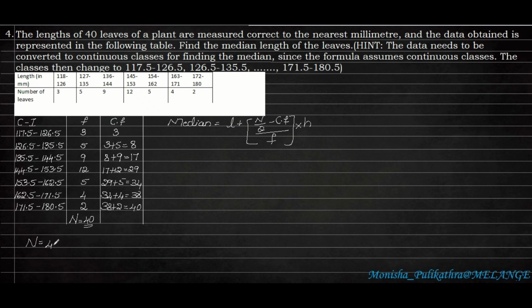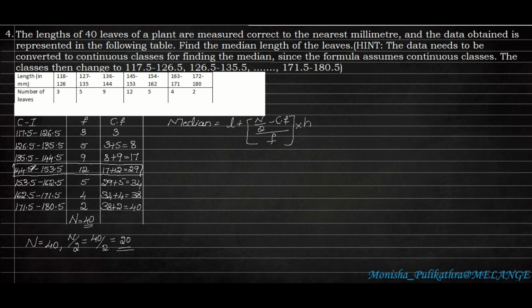Here we need to find n by 2 in order to select the class interval. Here n is 40. Therefore, n by 2 will be 40 divided by 2, that is 20. Now we have to find in which class interval this 20 falls. We can see this is 17, which is less than 20. 29 is the number which includes 20. So we need to select this row, 144.5 up to 153.5.